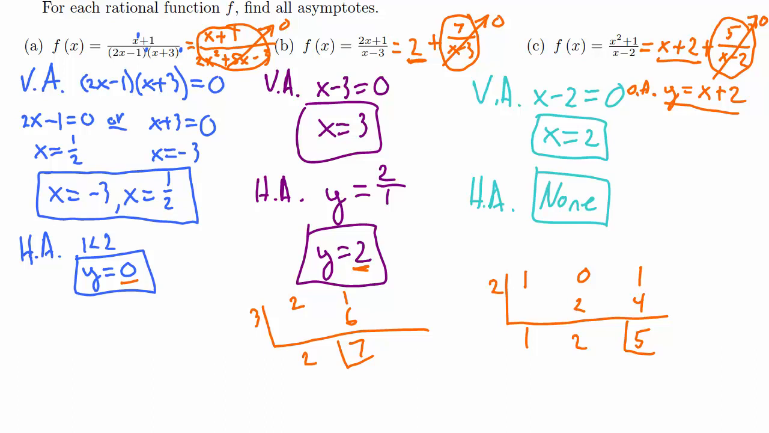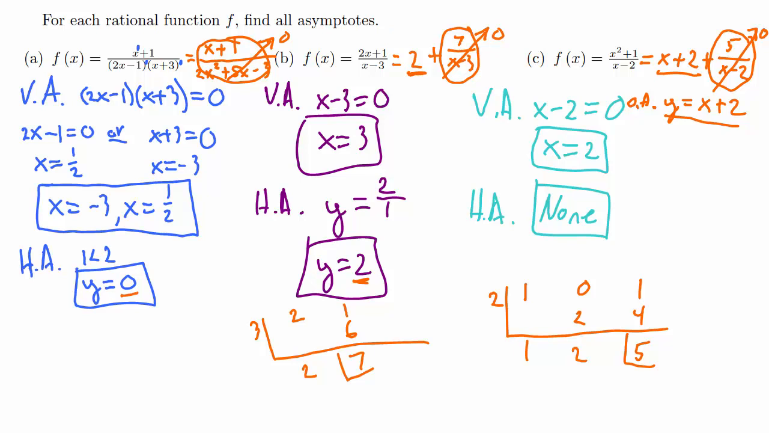Alrighty, well, I hope this helped clear some things up for you, and I hope it helps you understand how to find vertical asymptotes and horizontal asymptotes.